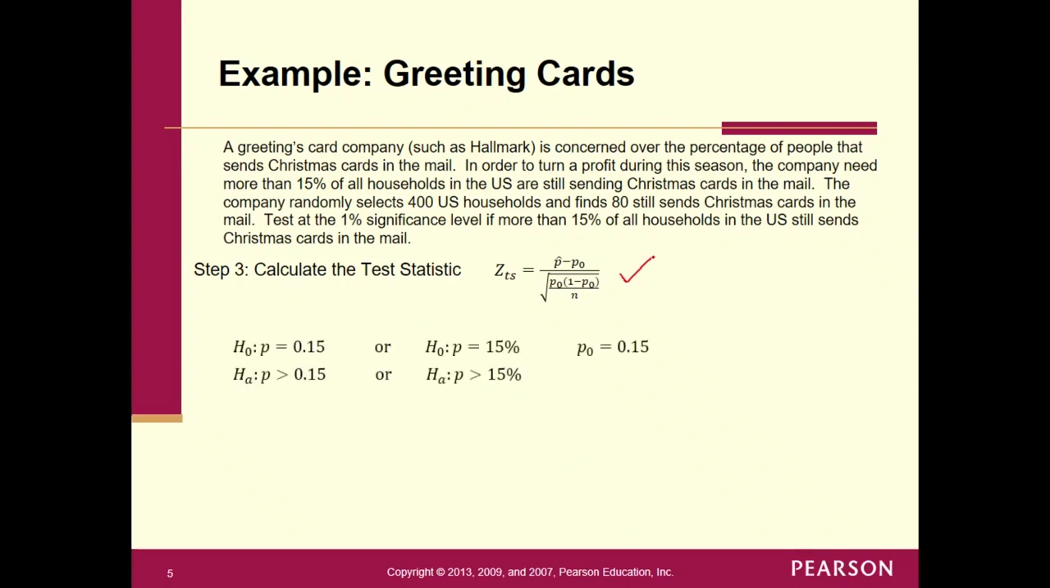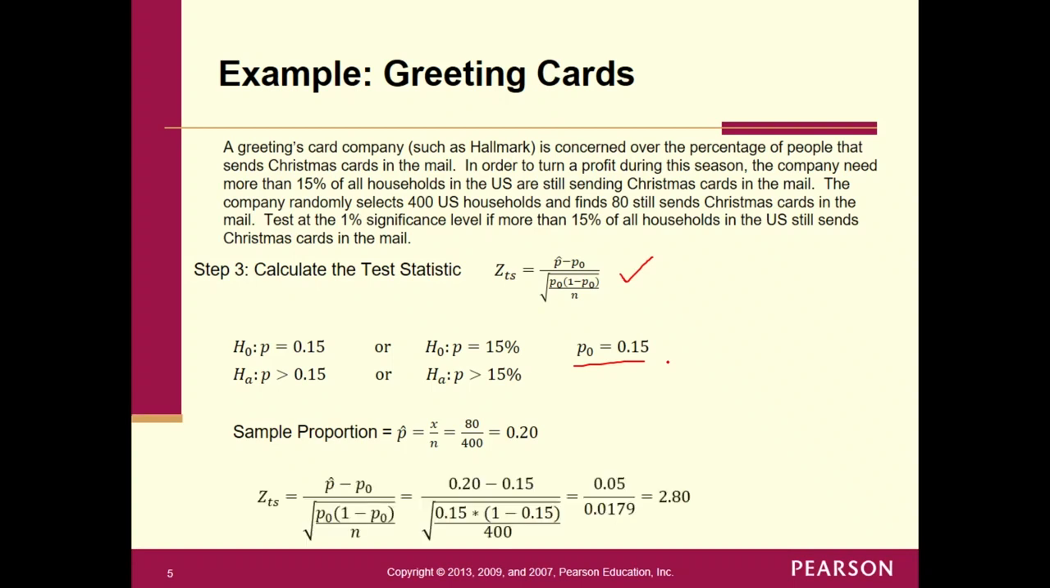There's our background information again as far as the null and the alternative hypotheses, because we're going to need the value in the null to place in for p sub 0. Sample proportion was 0.2. It says calculate our test statistic. So we got 0.2 minus 0.15. Okay, then you calculate your standard error.